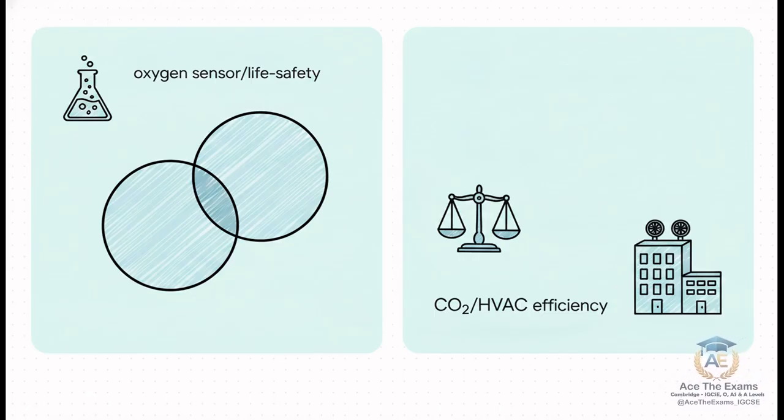Listen to this perfect example. Both the oxygen sensor and the CO2 sensor provide continuous analog data streams to the microprocessor. However, whereas the oxygen sensor is critical for immediate life safety alarms in the laboratory, the CO2 sensor is primarily utilized for optimizing the long-term HVAC efficiency. See how that tightly connects the concepts while clearly delineating their very different real-world applications? You are drawing mature conclusions about the relative importance, which hits the absolute highest assessment objectives.